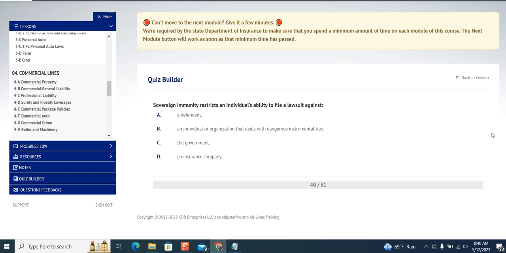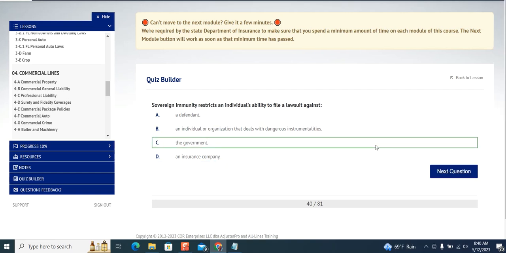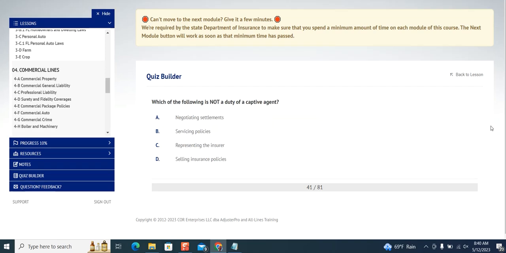Sovereign immunity restricts an individual's ability to file lawsuits against the government. Some of these words I can't pronounce at all. Which of the following is not a duty of a captive agent?